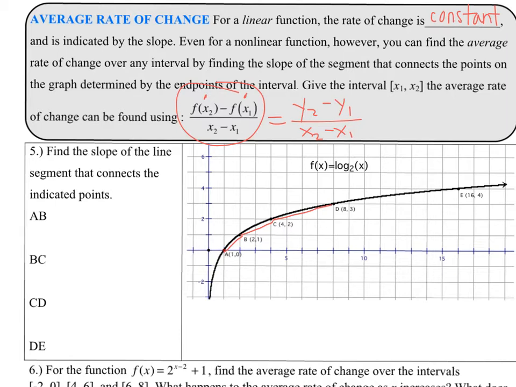So number 5, find the slope of the line segment that connects the indicated points. So from A to B, that's this segment right here.